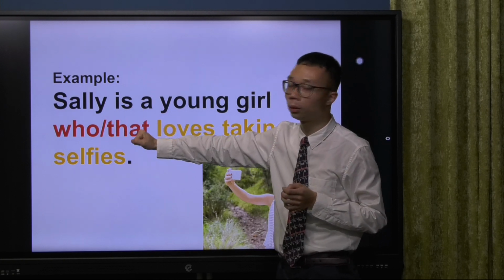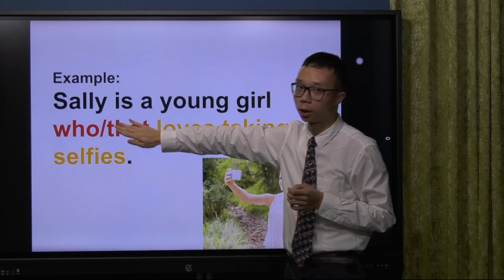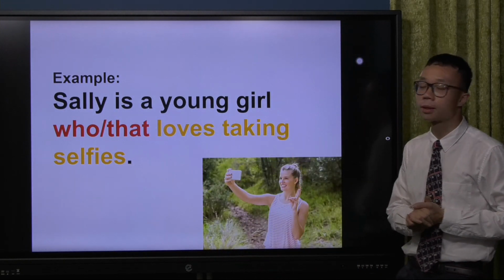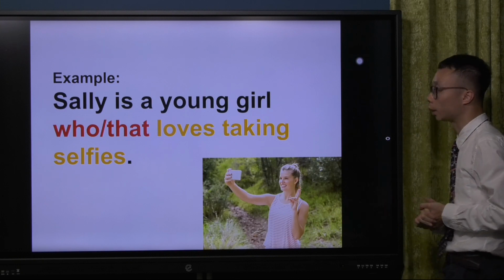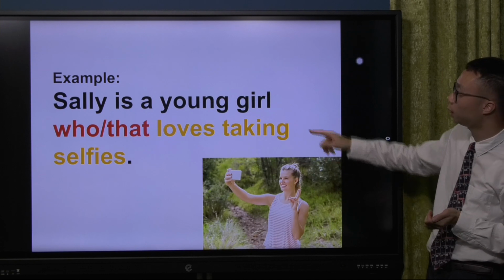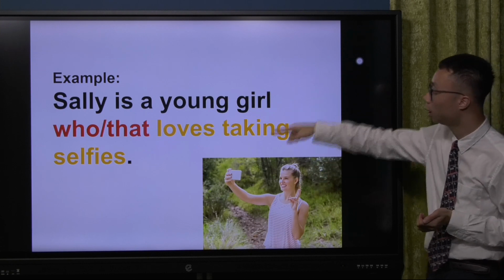But remember, you use that in your writing only. Try not to use that in your grammar exam because no mark will be awarded. Okay, Sally is a young girl who loves taking selfies. So Sally is a young girl here, and then she loves taking selfies.